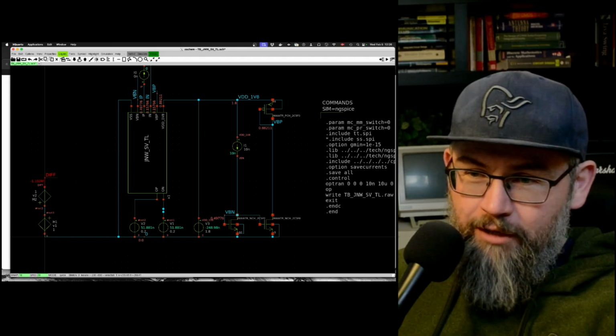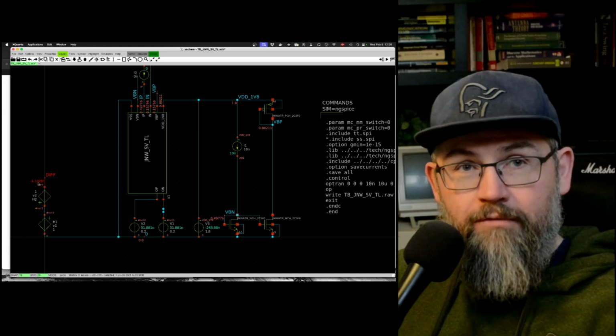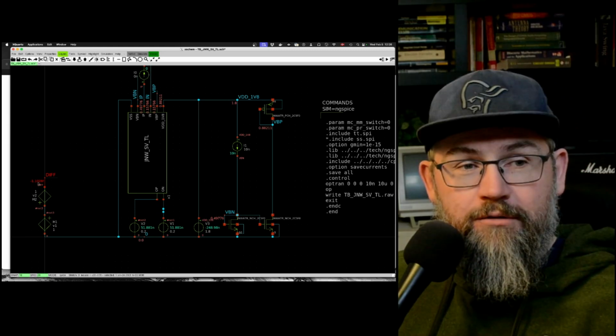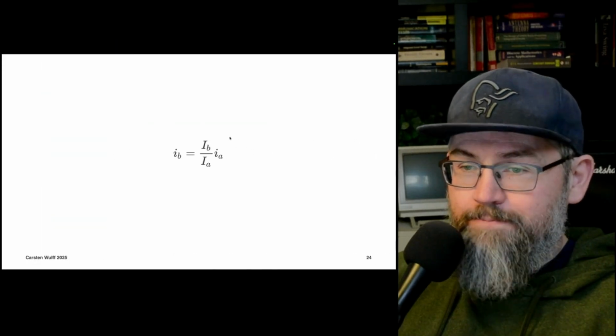And we can see that now we input 0 nanoamps and we get about 1 femtoamp out. That's pretty close to 0. And that is what we would expect from our equation.